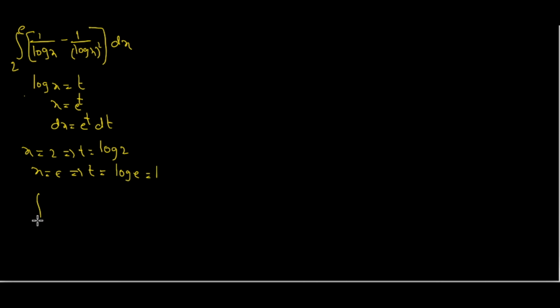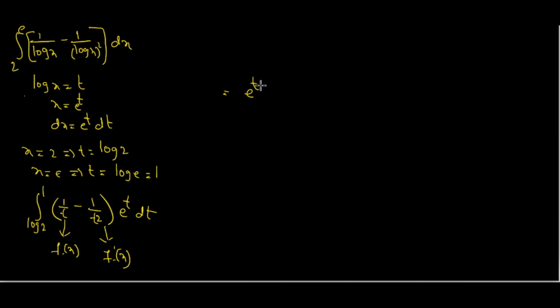That is equal to the integration from log 2 to 1 of [1 by t minus 1 by t square] into e power t into dt, since dx is e power t dt. Again we take 1 by t as f of x, and minus 1 by t square is f dash x. So it is in the form of e power x into (f of x plus f dash x). That is equal to e power t into 1 by t. Bounds are log 2 to 1.